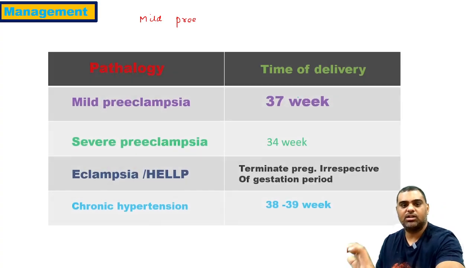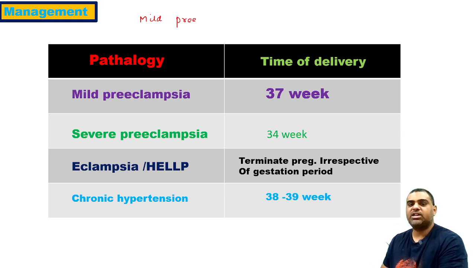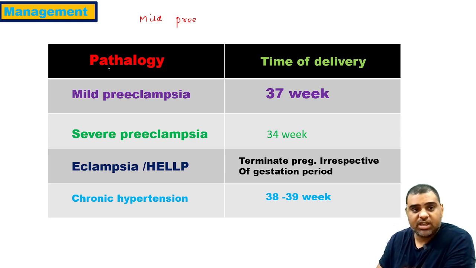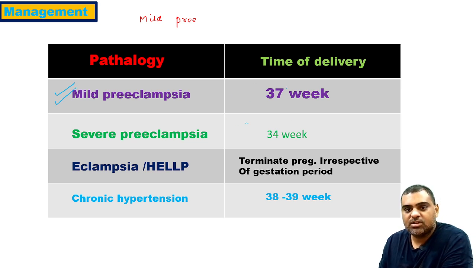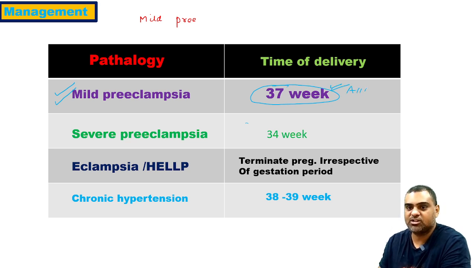So now understand this very important thing. If there is mild preeclampsia, the best time to deliver is 37 weeks. If there is mild preeclampsia, this was asked in AIIMS examination, the best time to deliver is at 37.